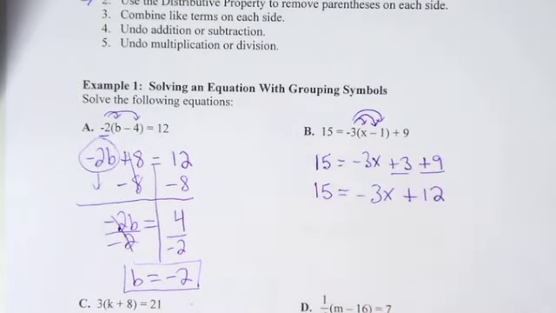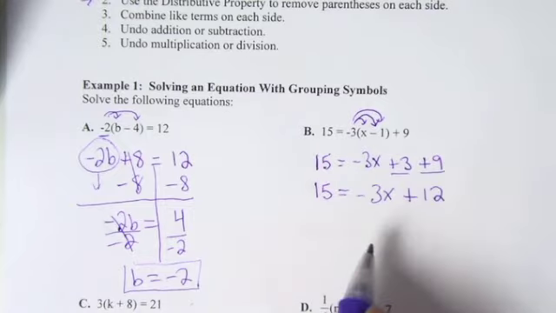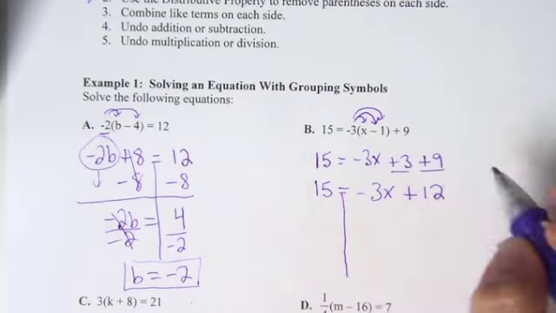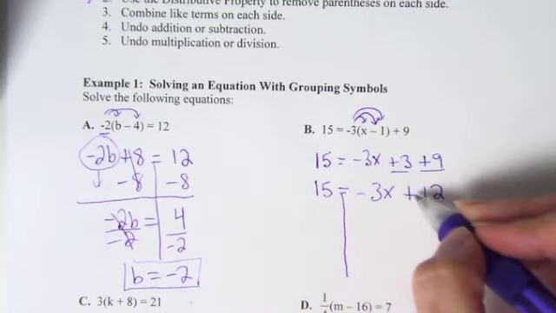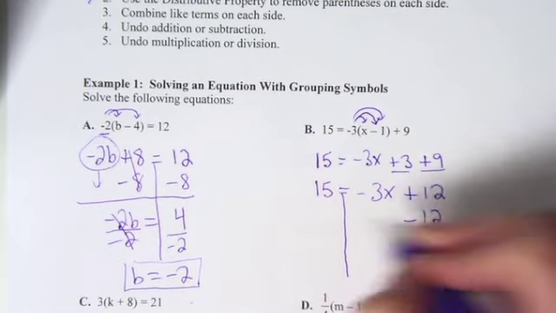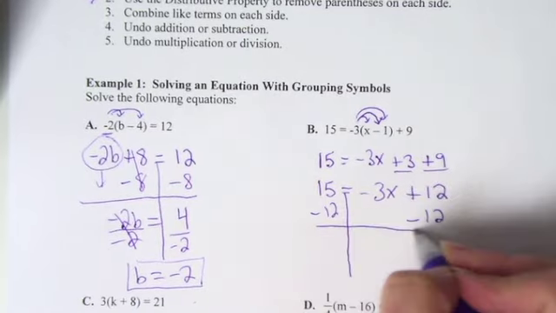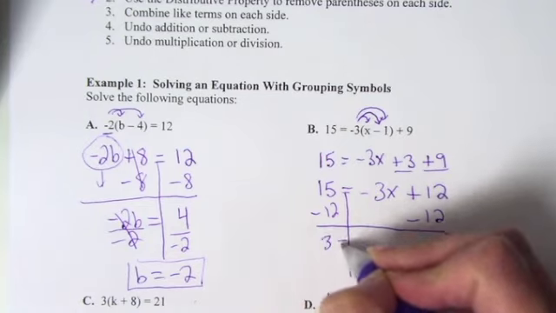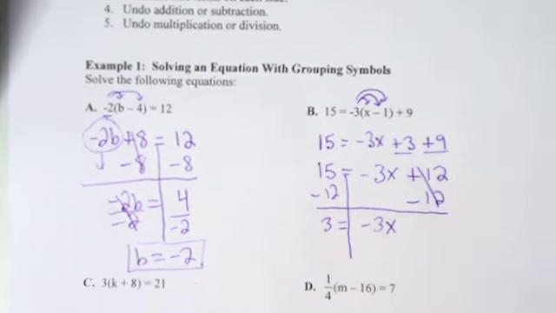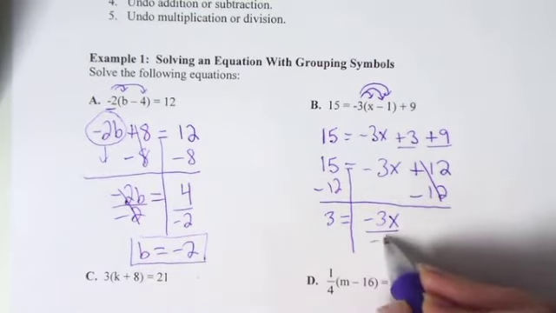All right, so now we're down to a 2-step equation. So we need to isolate this -3x. It's the term with the variable. So we can get the 12 on the other side, we're going to subtract 12 from both sides. And we get 3 equals -3x. The 12's cancel. Divide both sides by -3.